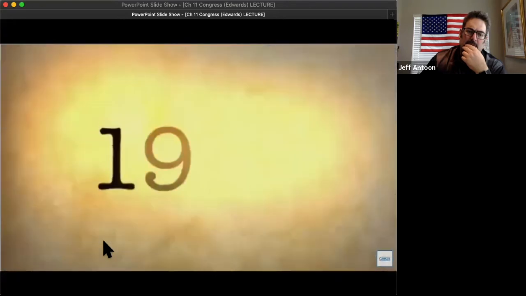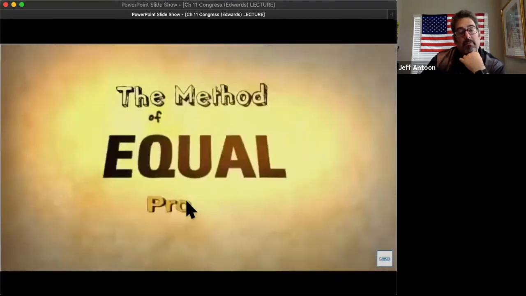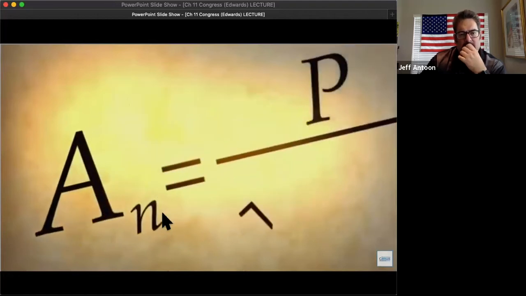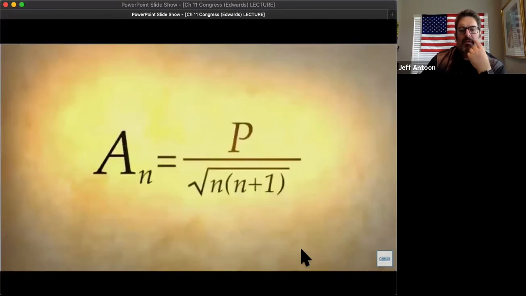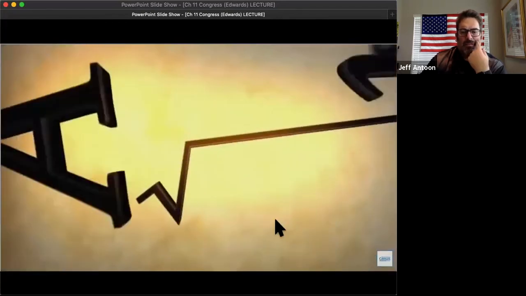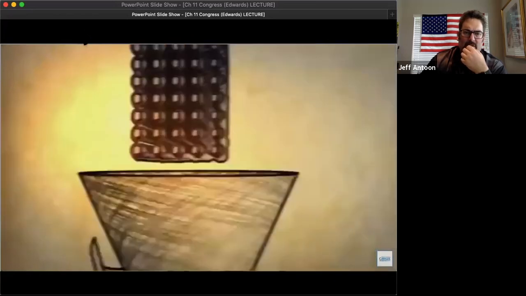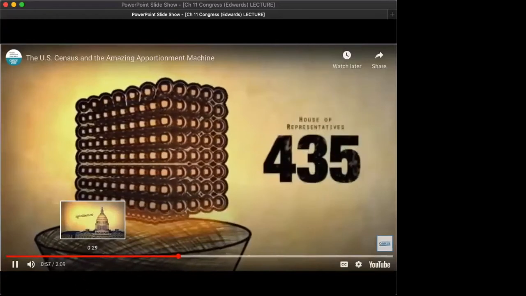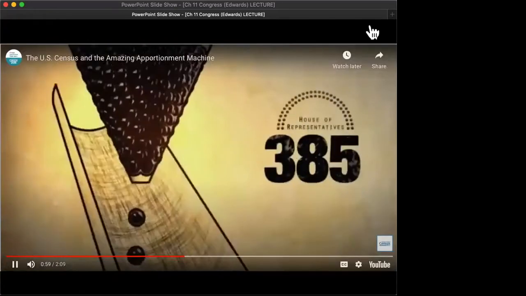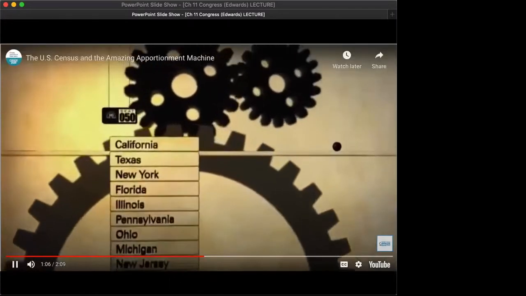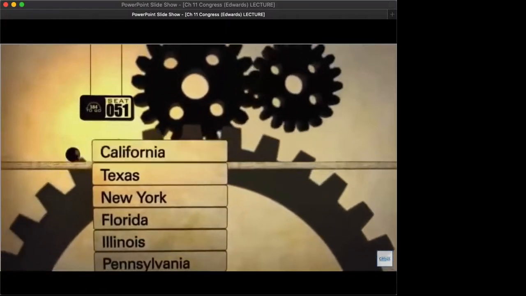Since the 1940 census, Congress has used the method of equal proportions, which follows this formula. A sub n equals P over the square root. Okay, don't worry about the math. Just think of the formula as an apportioning machine. First, the Constitution calls for each of the 50 states to have at least 1 seat. So subtract 50 from the current House total of 435 and you have 385 seats left. Next, the apportionment machine ranks the states by population according to the census. Then the machine starts giving out seats.